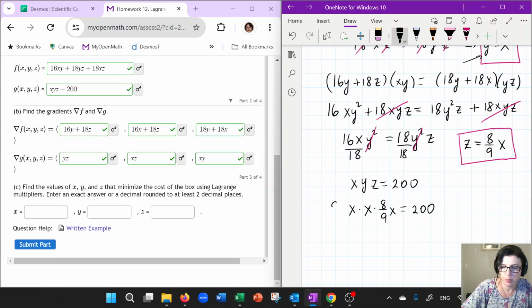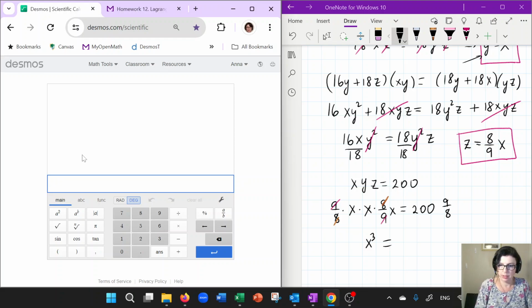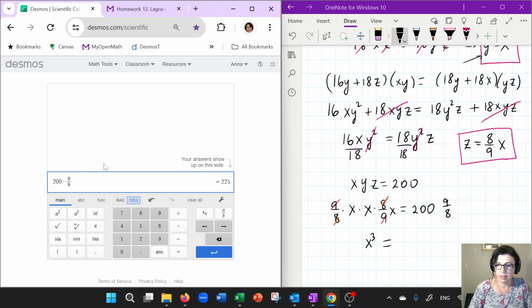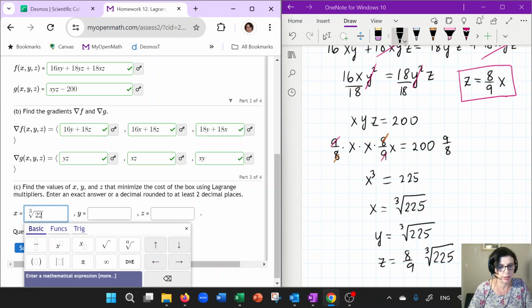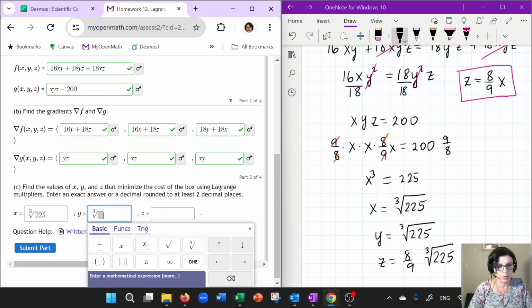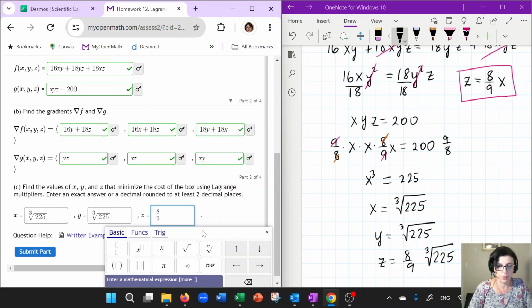Okay, so let's multiply both sides by 9/8, by the reciprocal, so we can cancel, right? We will cancel 9 with 9, and we'll cancel 8 with 8. Okay, so on this side we'll get x cubed equal to whatever 200 divided by 8 and multiplied by 9 is. I'm not so sure what that is, so I will use my calculator. And it tells me that that's 225. So I'm going to enter an exact answer. So I'll just go with the cube root of 225 here. This is another cube root of 225. And then this is 8/9 of the cube root of 225.